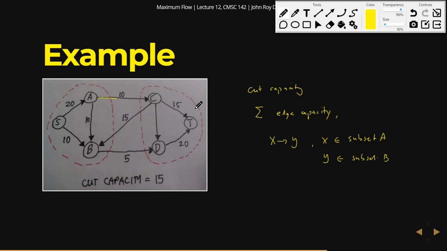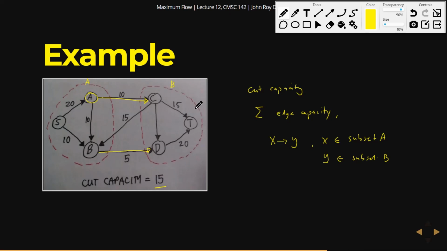That would be edge AC here, because the starting point is in subset A, which is this one, and the destination is in subset B, right? And then there's also BD that crosses this partition, so from B to D. So if you sum up the edge capacities of 10 plus 5, you get the cut capacity of 15.